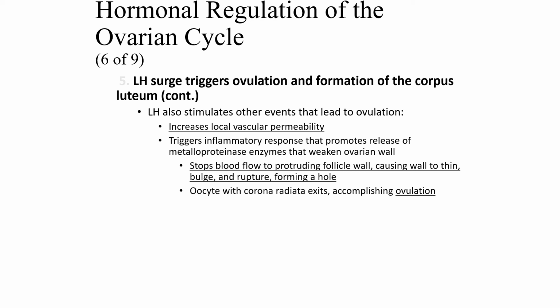So other things that LH does, it increases vascular permeability. That triggers an inflammatory response, which is going to cause enzymes to start breaking down the ovarian wall. That will stop blood flow from the follicle wall. That causes the wall to thin, to bulge, to rupture, and the oocyte, surrounded by granulosa cells, that group of granulosa cells called the corona radiata. Corona means crown, radiata means radiate, or around the radius, the circumference. So it's completely covered in these follicular cells, granulosa cells, and that is ovulation.